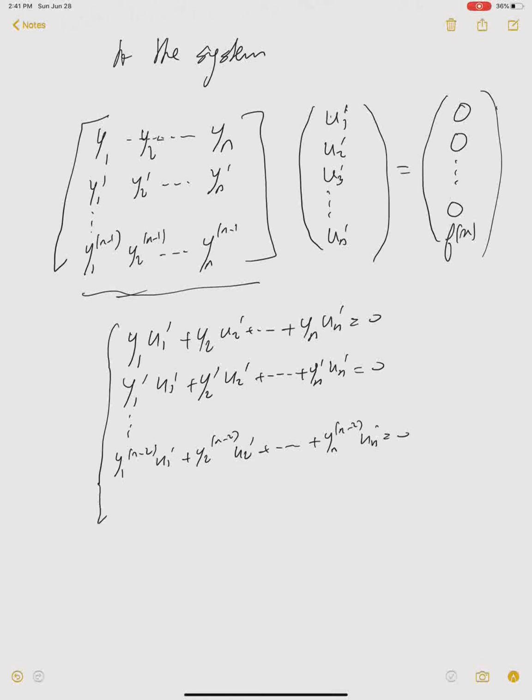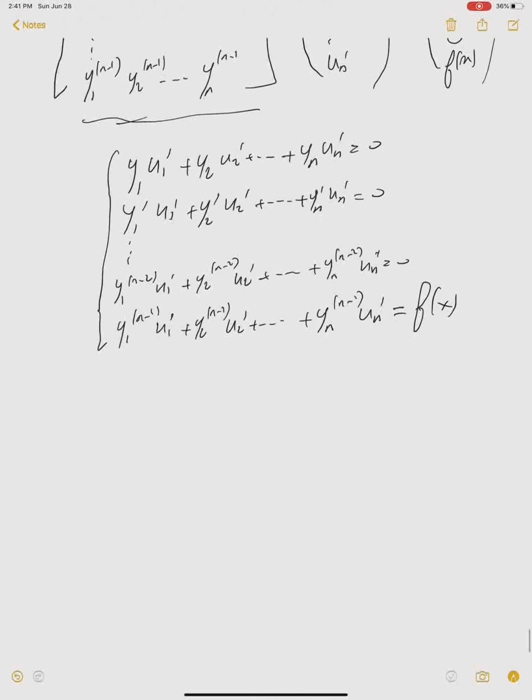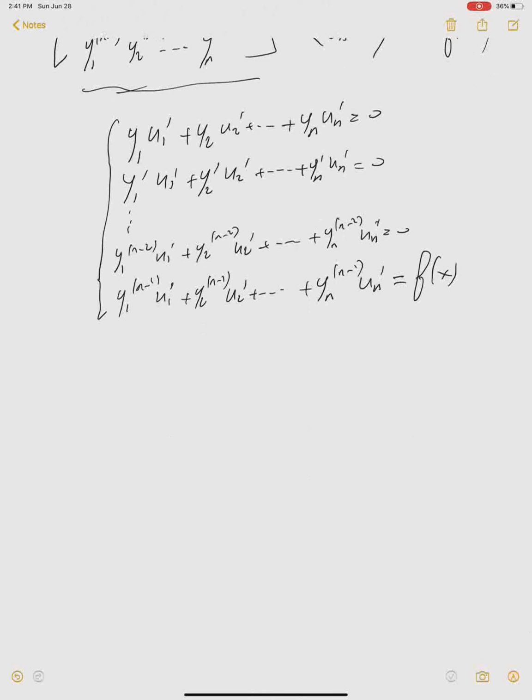I need n equations. This is so far n minus 1 equations, and the last equation is y_1^(n-1) u_1' plus y_2^(n-1) u_2' plus ... plus y_n^(n-1) u_n', and this should be equal to f(x). The last equation is f(x). Okay, I find the u_i', and then I deduce the u_1, u_2 up to u_n.